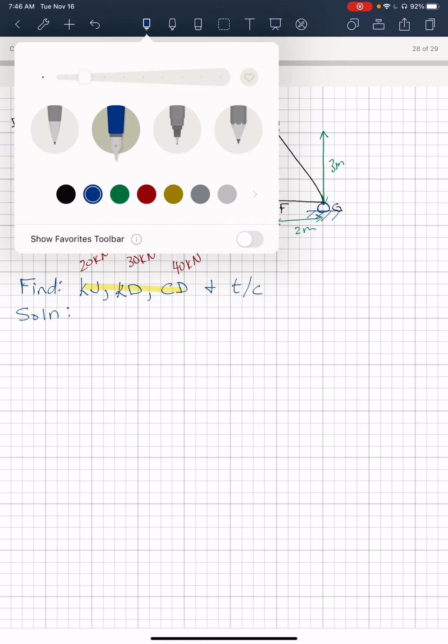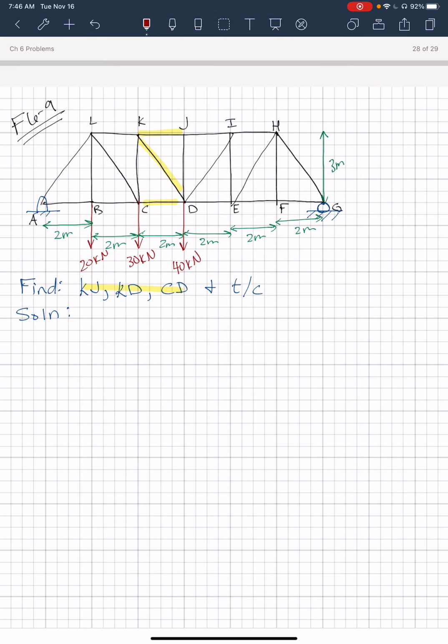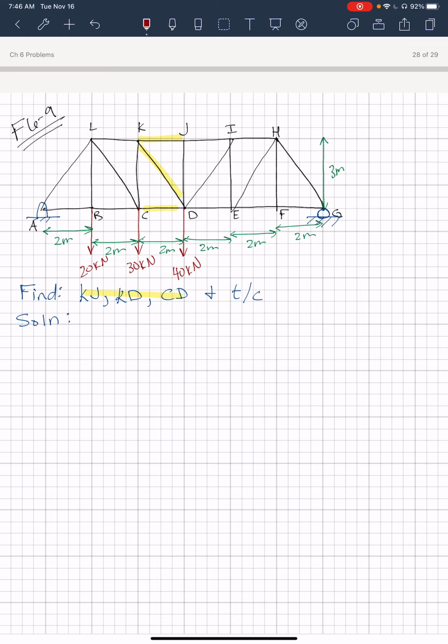So first, we just want to come up with our approach for the problem. We could do method of joints, and if we did that, we'd need to find reaction forces at either A or G, and then we would just need to go joint by joint. So if we started at A, we'd do joint A, then joint B, and then joint L. I'm just doing it so that we have only two unknowns. Then joint C, then joint K, and then I think we would have everything. So that would be a lot of steps.